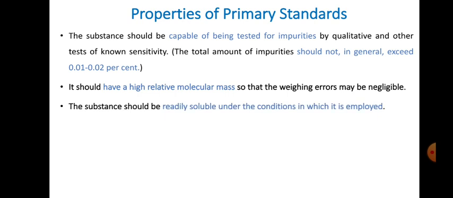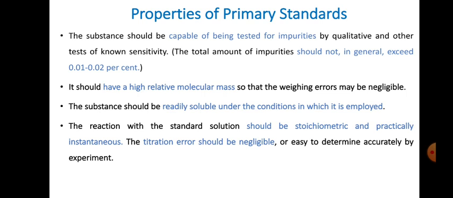Next criterion is the properties. The substance should be readily soluble under the conditions in which it is employed, because these primary standards are usually weighed accurately, and after weighing we dissolve them in a particular solvent. So for whatever kind of titration or purpose you are using, they should be readily soluble in the solvent which you are going to use. If I am using water as a solvent in the titration, my primary standard should get easily solubilized so that I can prepare a clear standard solution.